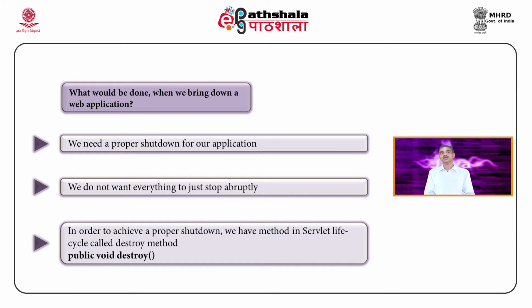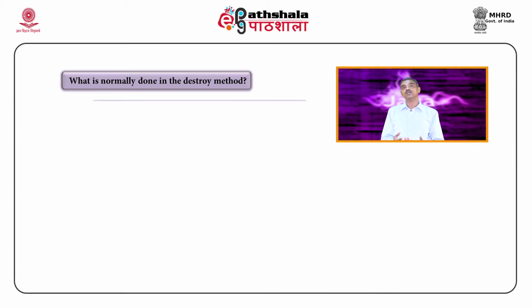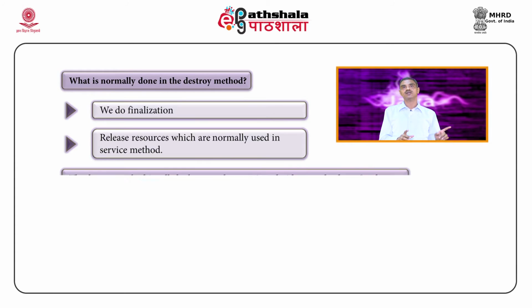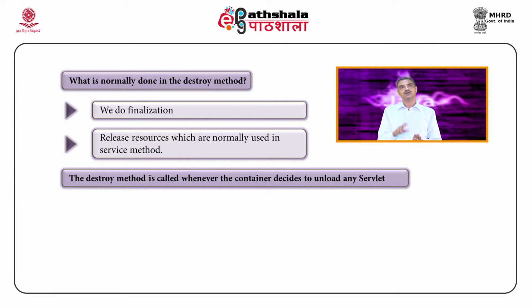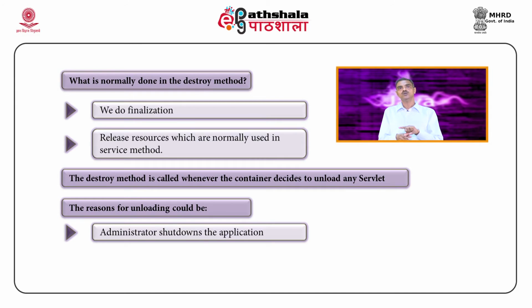called the destroy method. In this destroy method, what we normally do is the finalization. This destroy method is again going to be called by the container whenever it decides that this servlet is to be unloaded. The reason for deciding to unload it could be the administrator deciding to shut down or bring down the application.